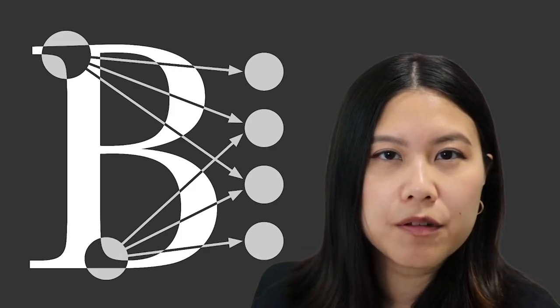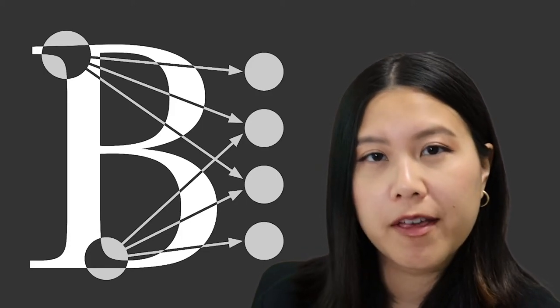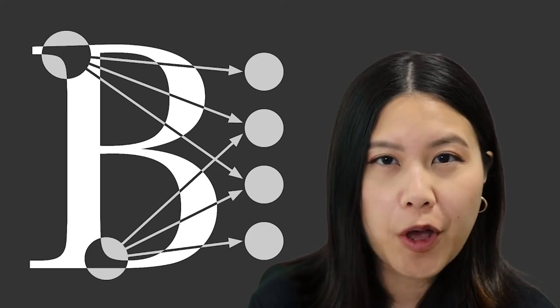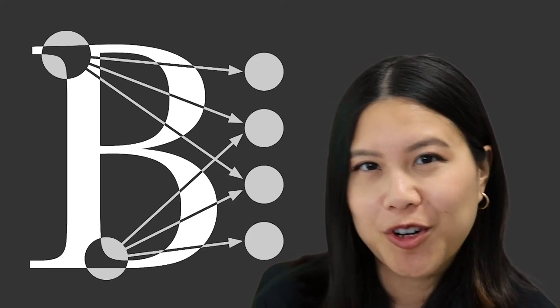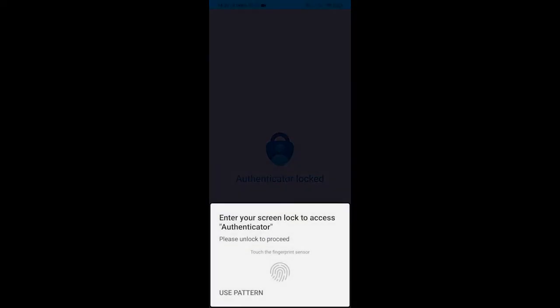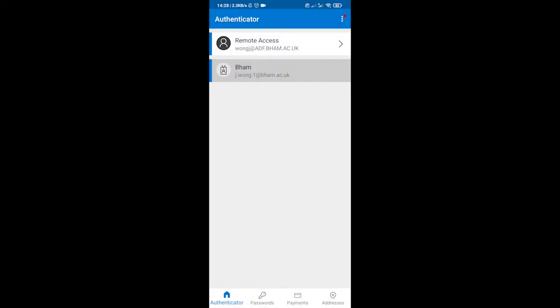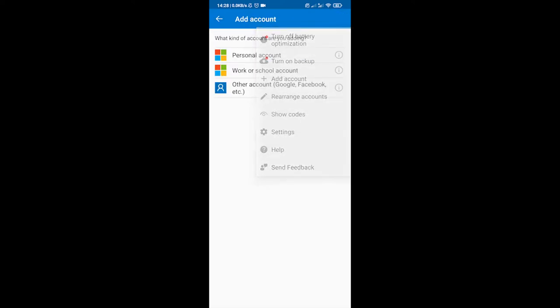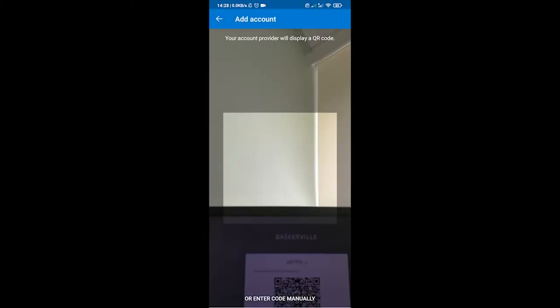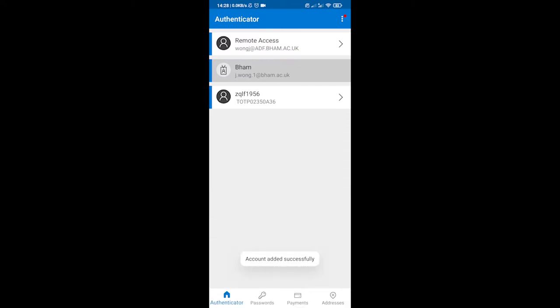You'll need to set up two-factor authentication using an authenticator app on your phone, such as Microsoft Authenticator, Google Authenticator, or FreeOTP. In this tutorial, I'm going to be using Microsoft Authenticator. When you open the app, press the three dots in the top right-hand corner and press Add Account, and then press Work or School Account. Then press the Scan QR Code option, and you're now ready to scan the QR code that was provided to you from Baskerville.